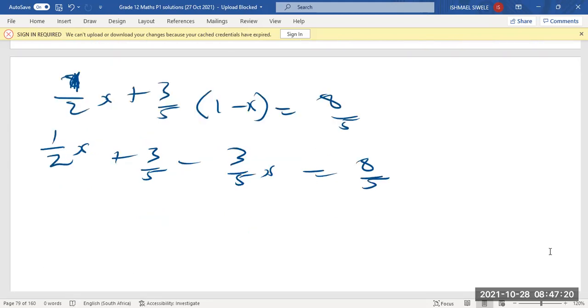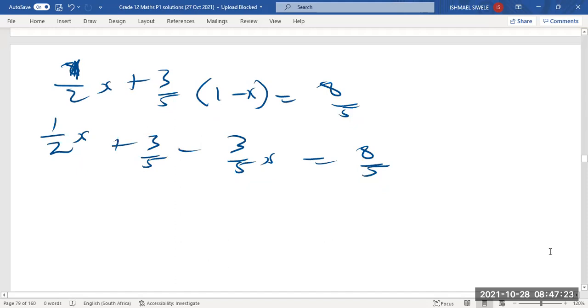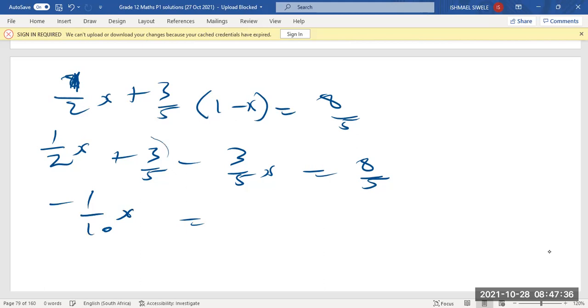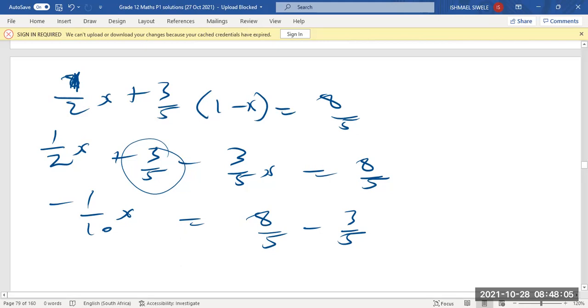And then 1/2 minus 3/5, this is what? This is negative 1/10x, right? And then I take this one across to say 8/5 minus 3/5. So what am I going to have there? Let's see. 8/5 minus 3/5. It so happened that the answer is 1.